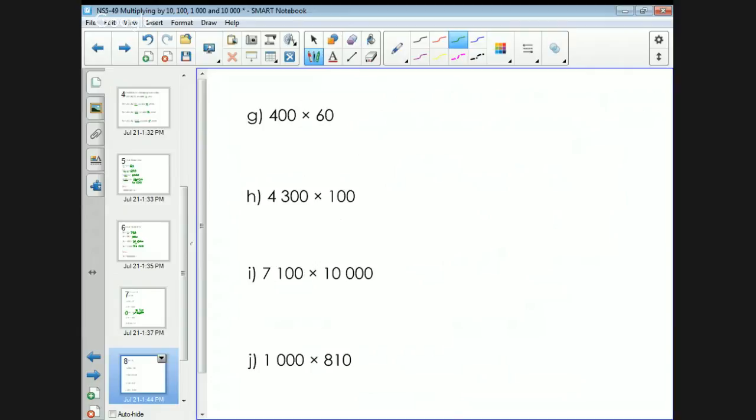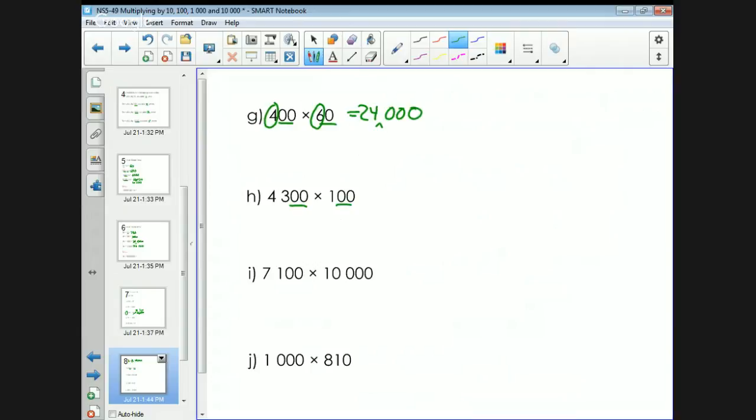Here, these questions have zeros in both sides of the multiplication sign. So 400 has 2 zeros, 60 has 1 zero, which means that I'm going to need a total of 3 zeros in my answer. Then I'm going to multiply my 4 times 6. 4 times 6 is 24. And I have a slight space in there because I'm grouping from the right to the left in threes.